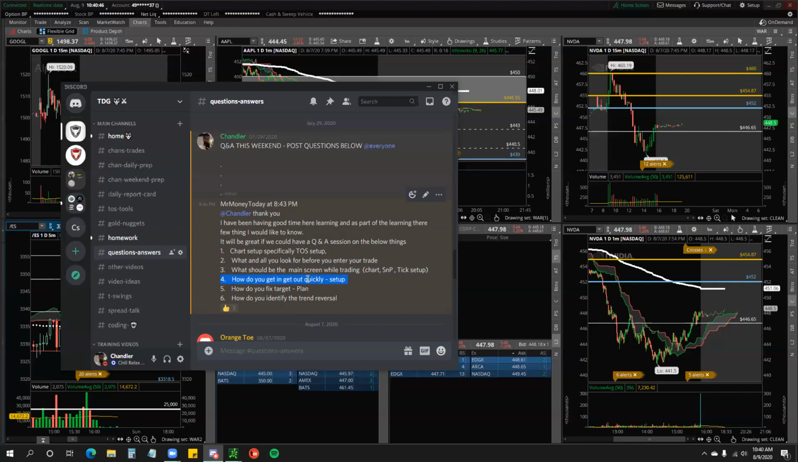Question 4, how do you get in and out quickly? A scalp setup. So to scalp, guys, right? Well, I'm going to be making a big, detailed video on how to scalp, the mindset behind it, what you should be looking for. But to technically get in and out of these setups, right? We can start with execution.